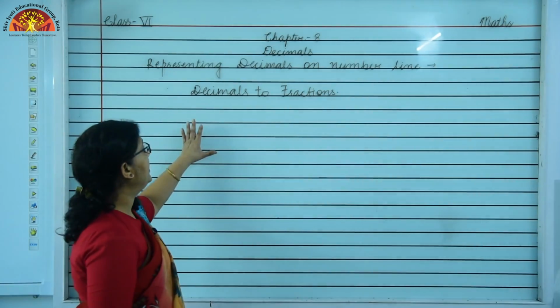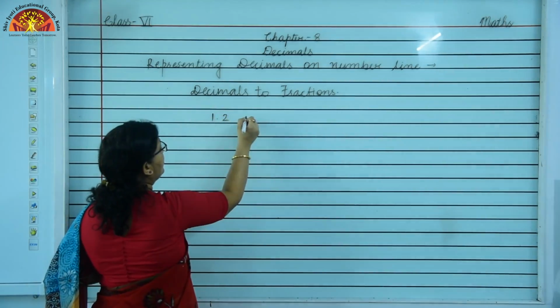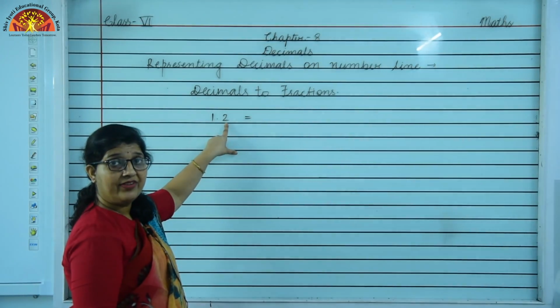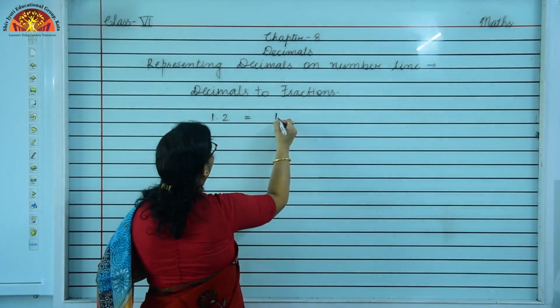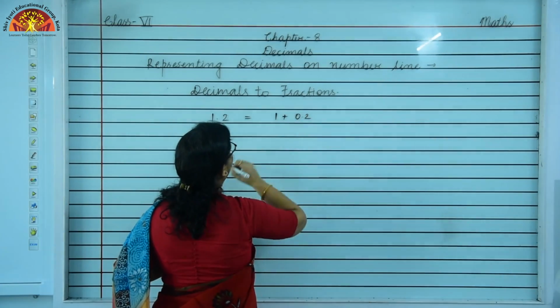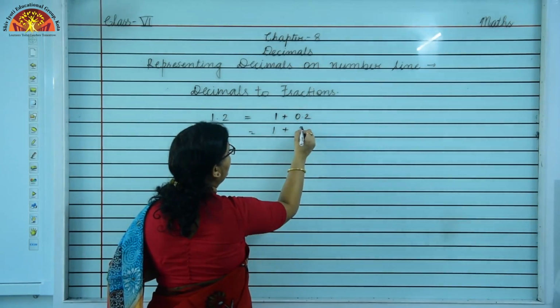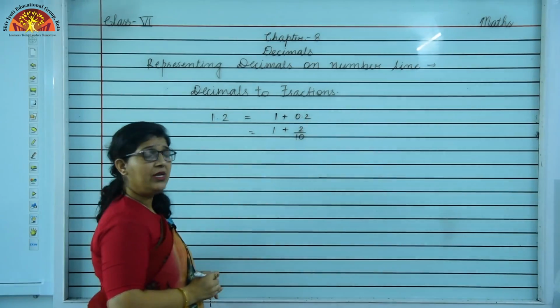Now we convert decimals to fractions. How do we convert decimals to fractions? Suppose we have 1.2. Now we have one digit after the decimal. So 1 plus 0.2.